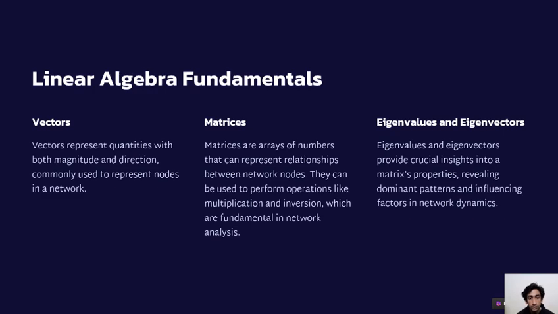And moving on to matrices. Matrices are arrays of numbers that can represent relationships between network nodes. They can be used to perform operations like multiplication and inversion, which are fundamental in network analysis. And lastly, eigenvalues and eigenvectors. Eigenvalues and eigenvectors provide crucial insights into a matrix's properties, revealing dominant patterns and influencing factors in network dynamics.